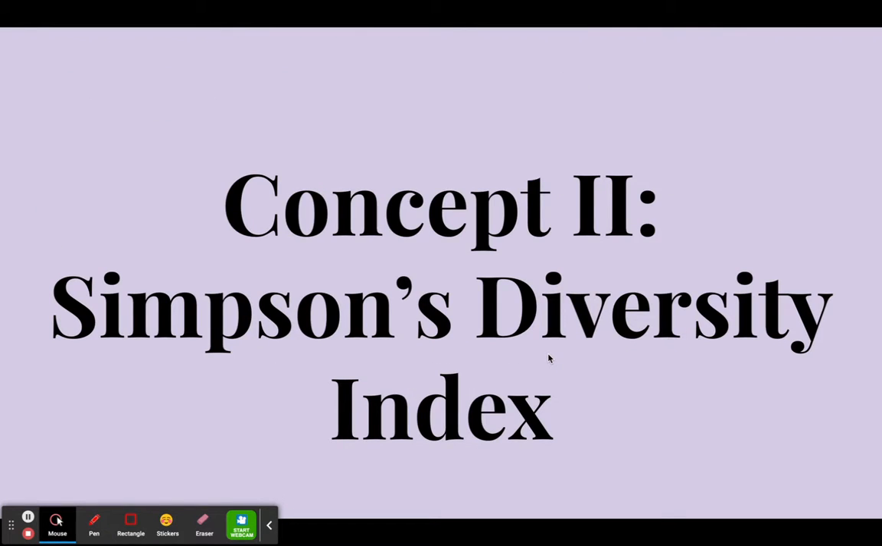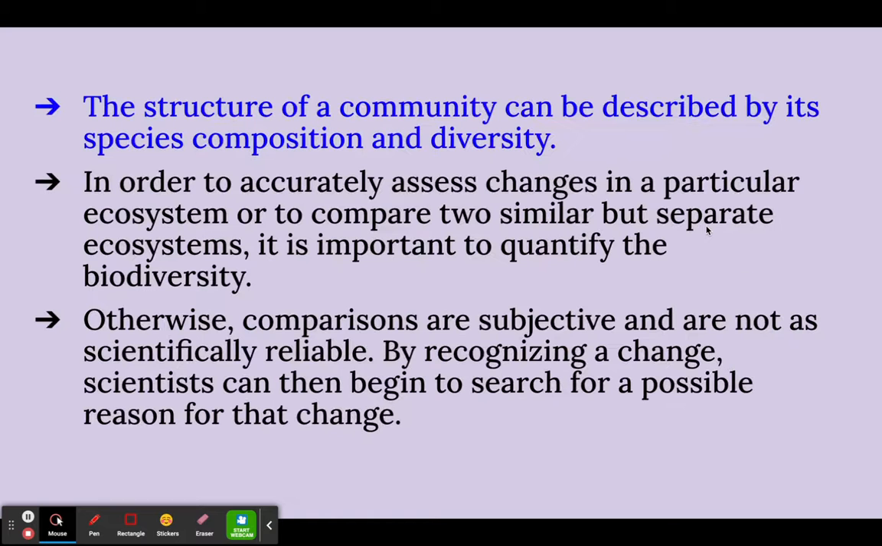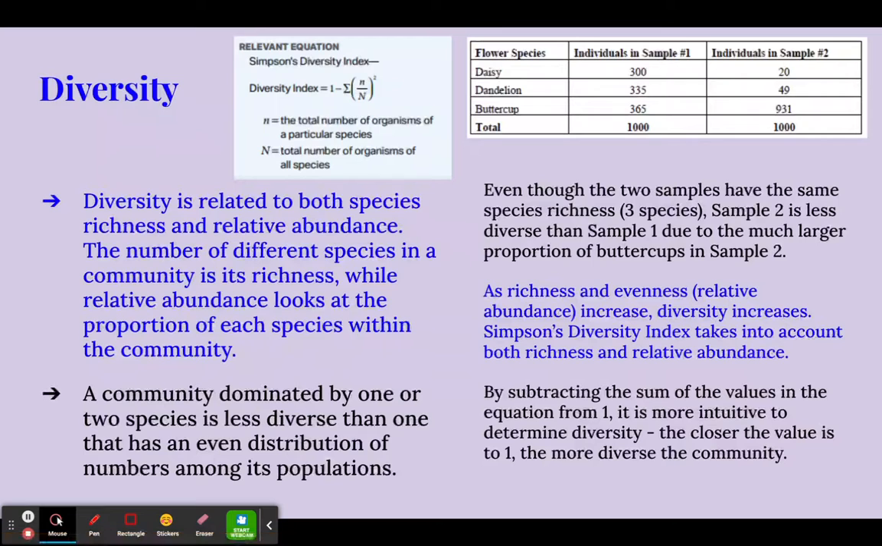Right now, we're going to talk about Simpson's diversity. So this is an equation that you're going to have on your equation sheet. This is looking at the structure of a community. It can basically be described by its species composition and the amount of diversity that you have in the community. So in order to accurately assess changes in a particular ecosystem or compare two similar but separate ecosystems, it's important to quantify the biodiversity. How much biodiversity do you have in these separate ecosystems?